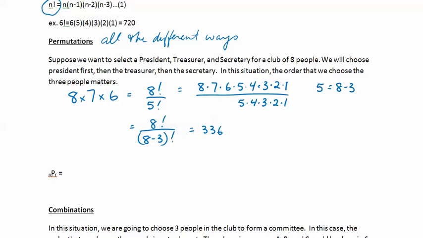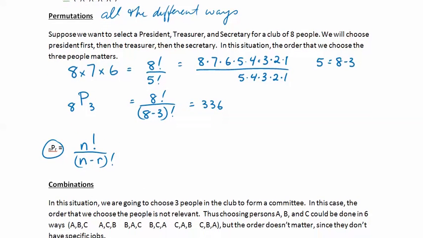If we now look at our formula, our formula is nPr. And so the basic formula is n factorial divided by n minus r factorial. And so we would write for this one 8P3. So we were looking for the number of permutations of choosing 3 people out of 8.